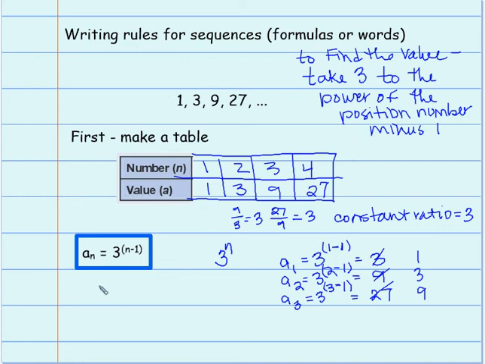Alright, so again, this is just a subscript. So if I wanted to find the value of the 8th term, I would use the subscript 8. So a sub 8 equals 3 to the 8 minus 1 power, which would be a sub 8 equals 3 to the 7th power. And then I would plug that into my calculator and get the value.